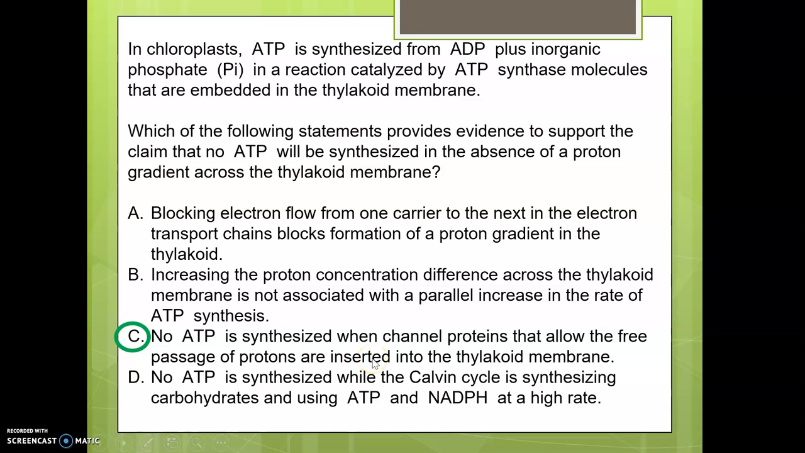Because these channel proteins are allowing the free passage of protons, that means they're letting them in and out of the cells. We don't want that. We want to create that higher concentration of protons on the outside.